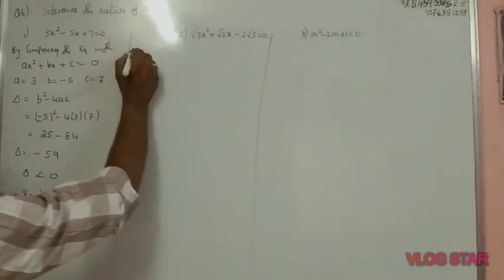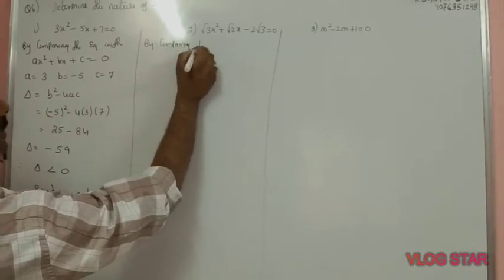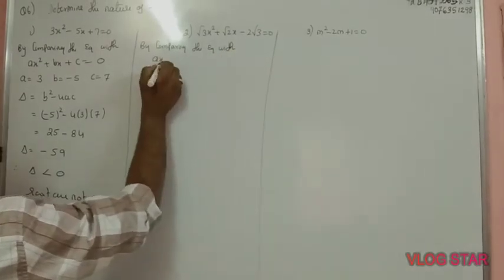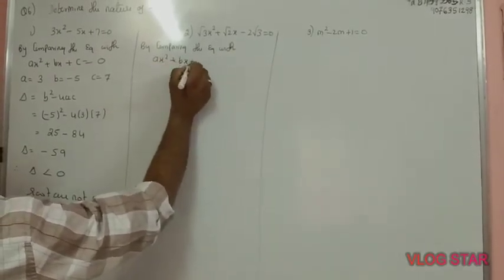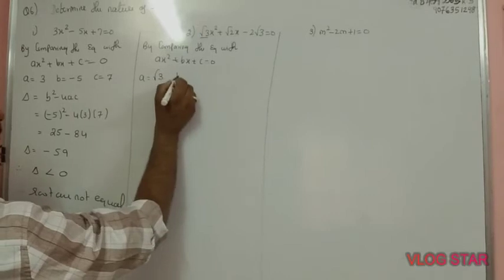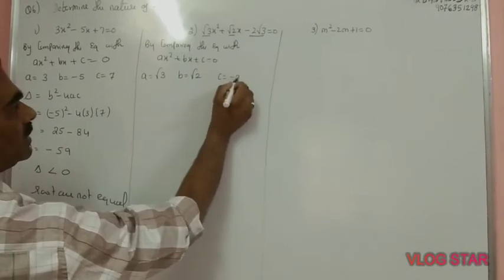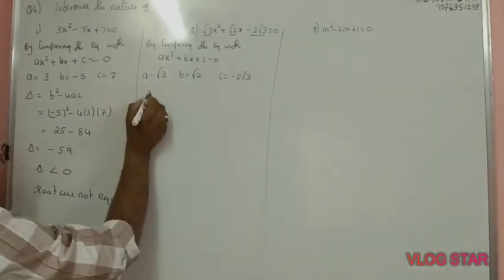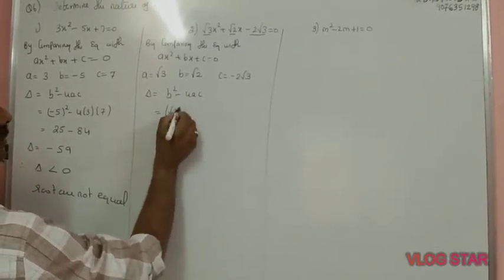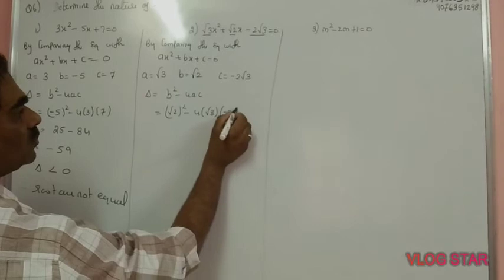This one, say, same way by comparing the equation with ax square plus bx plus c is equal to 0. So what is the value of a? √3. The value of b is √2 and the value of c is -2√3. Correct? Find what delta is: b square minus 4ac. b is √2 squared, 4 times a which is √3, c is -2√3.